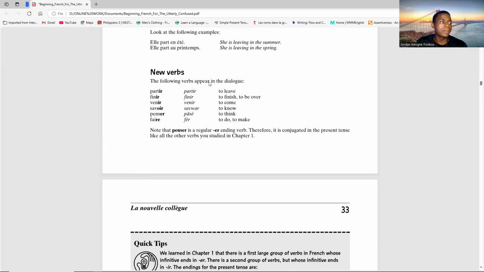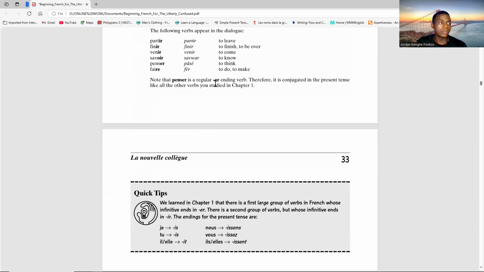The following verbs appear in the dialogue. Partir, to leave. Finir, to finish or to be over. Venir, to come. Savoir, to know. Penser, to think. Faire, to do or to make.